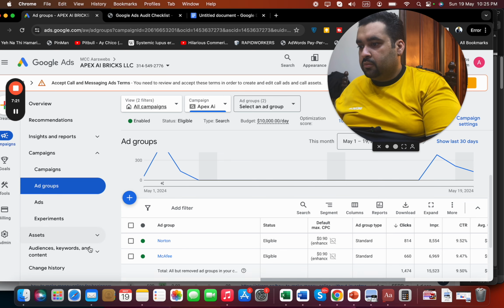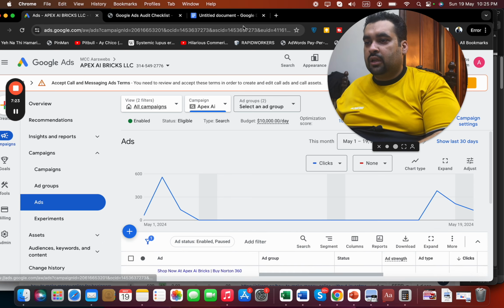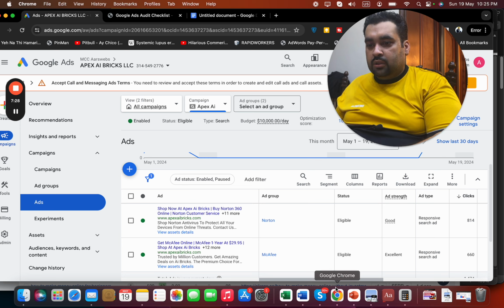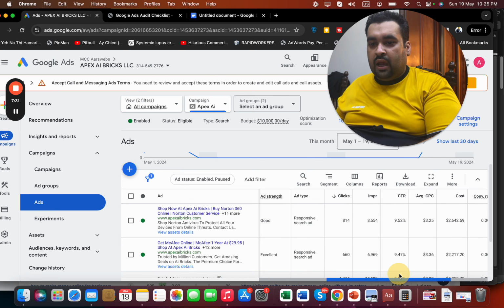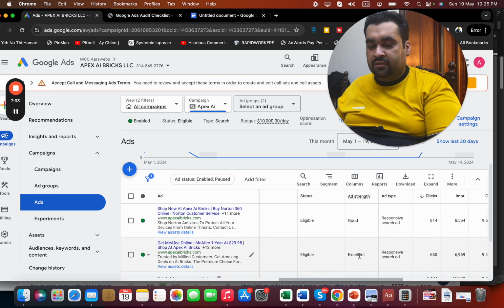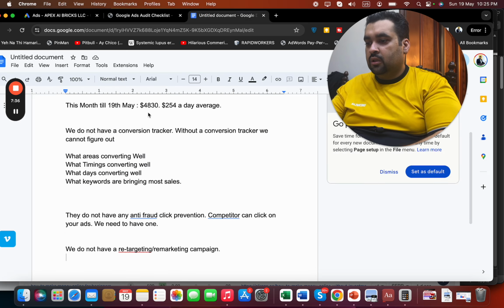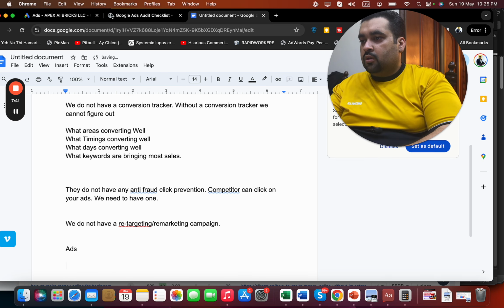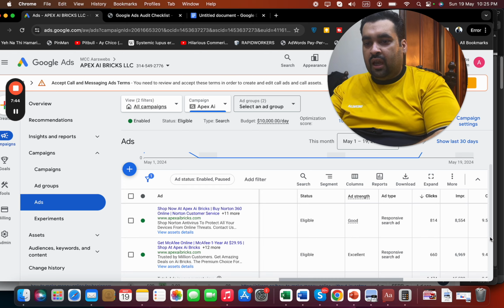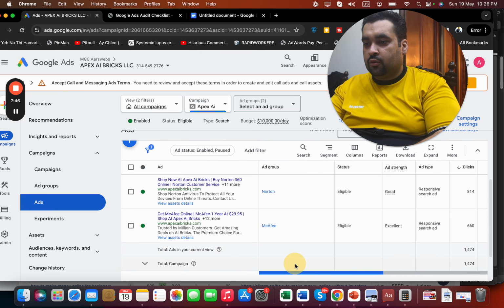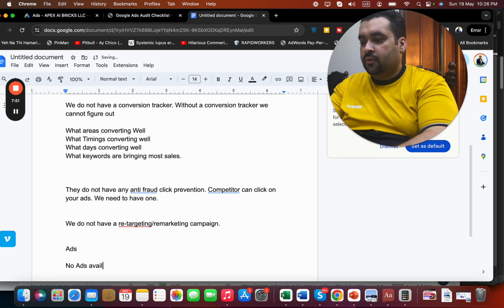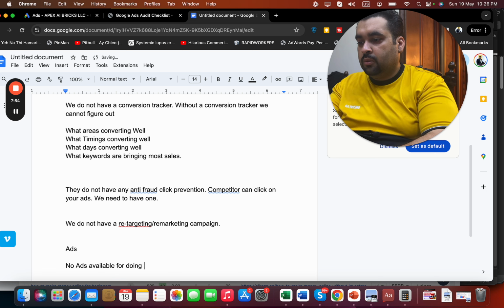I want to see ads. Okay, let's discuss ads. For one ad group we have excellent ad strength, and for one we have a good ad strength. So now move on to ads. With ads we have a single ad in each ad group, so we cannot do A/B testing. No ads are available for doing A/B testing or ad optimization.